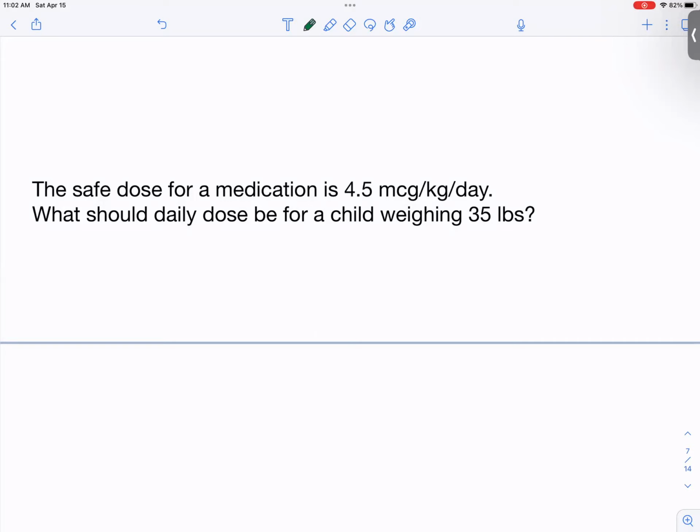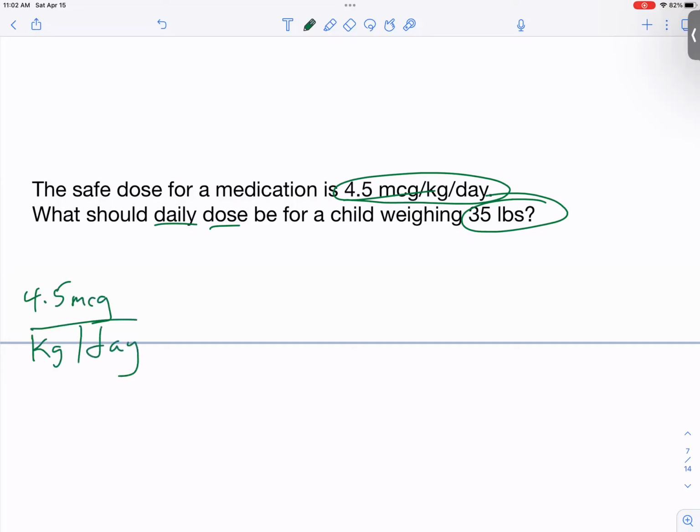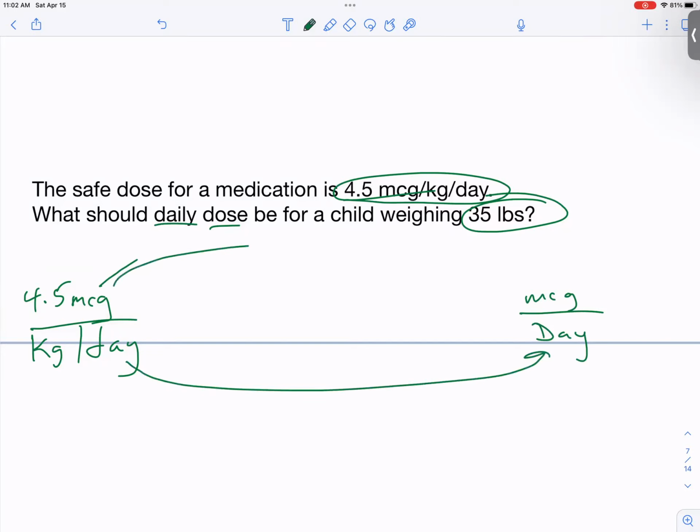The doctor orders 4.5 micrograms per kilogram a day. It is a 3-factor. The patient weighs 35 pounds, daily dose. I don't have much to work with, but I know what to do. 4.5 micrograms per kilogram per day. So I need a daily dose. The only dose available is micrograms per day. Days in my denominator, micrograms in my numerator. Got to get rid of kilograms, not a problem.